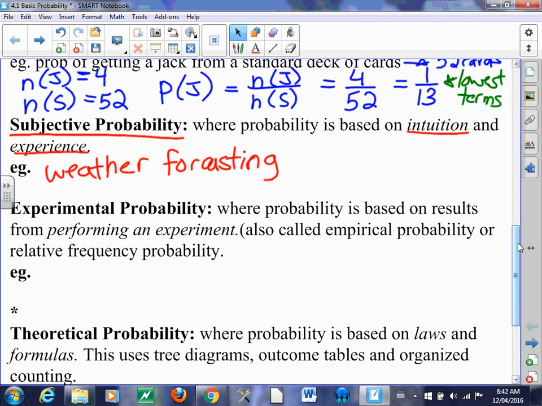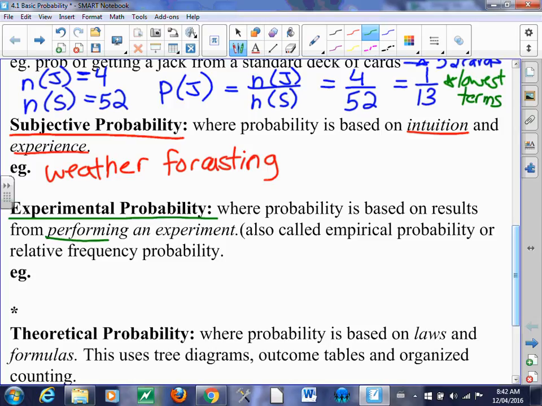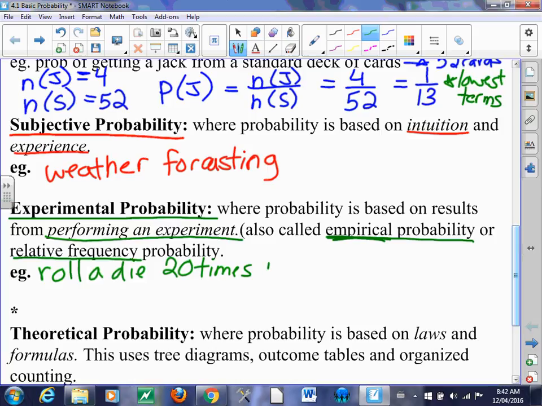Another type is called experimental probability. This happens when you actually perform an experiment. Also in your textbook, this is called empirical probability, or another term that's used is relative frequency. Most often, you're going to see experimental or empirical, though. So an example of this is, say I ask you to roll a die 20 times, and you're actually going to perform it yourself and record the number of times a 6 landed up.